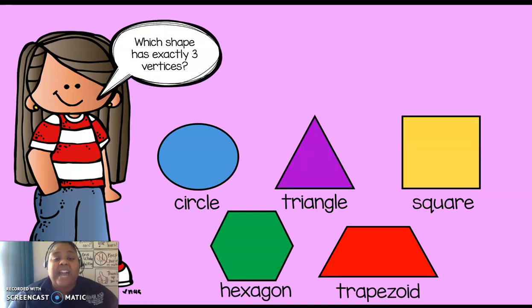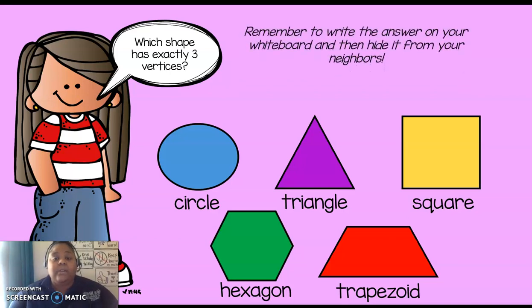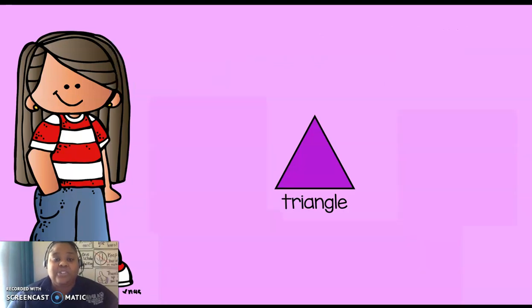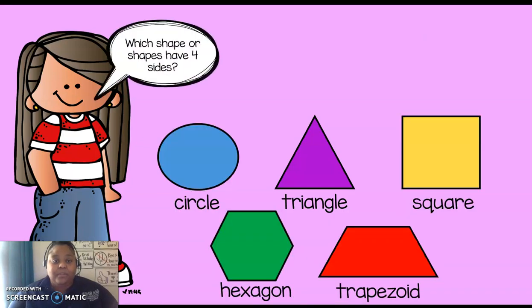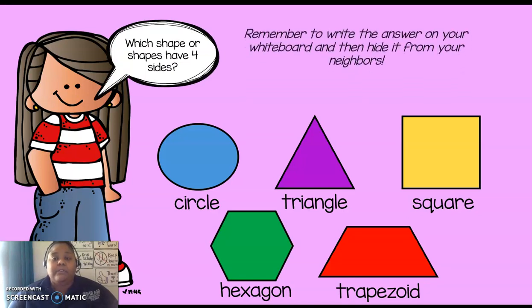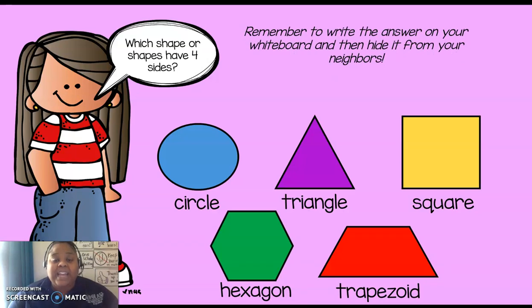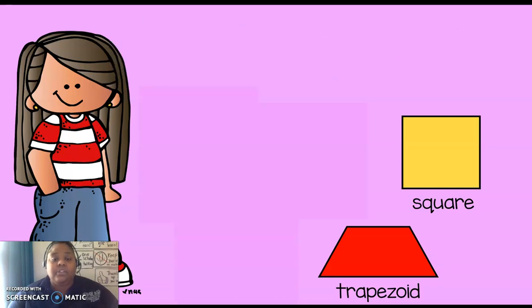Which shape has exactly 3 vertices? Circle, triangle, square, hexagon, or trapezoid? You should have drawn it on your whiteboard and remember to hide your answers. The answer is triangle. Which shape or shapes have 4 sides? Remember to draw your shape. Remember to write the answer and hide it. You should have drawn either a square or a trapezoid.